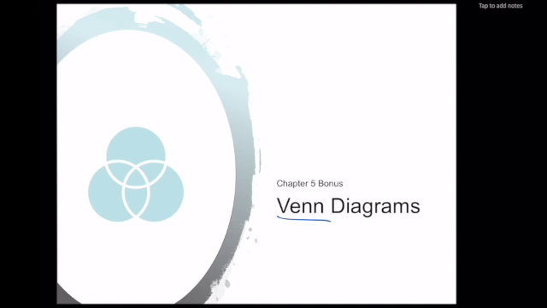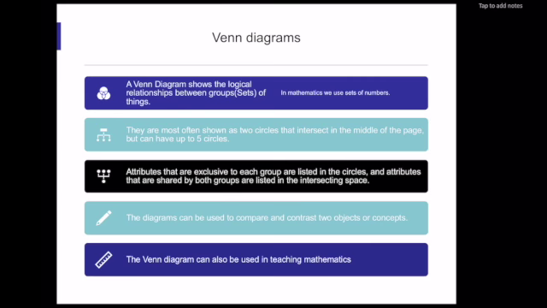So without further ado, what a Venn diagram does is show the logical relationship between groups, we call those sets, right, in math theory, of things. So in mathematics, we typically use sets of numbers.